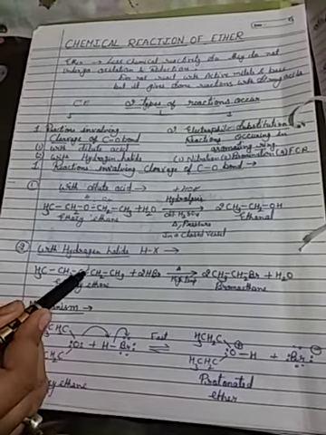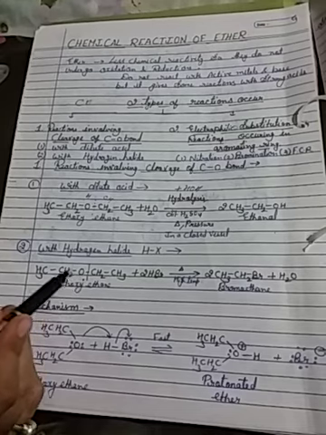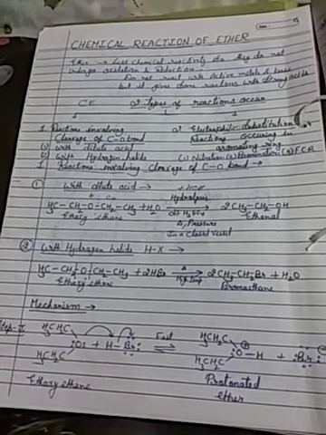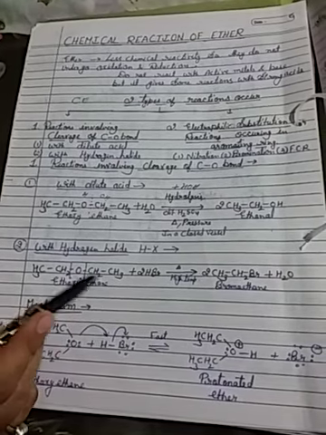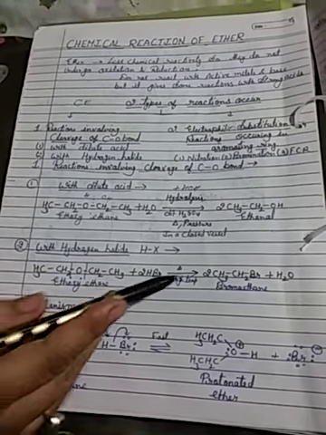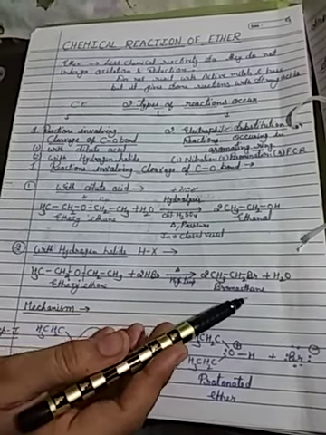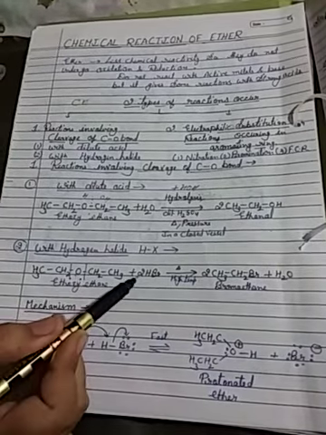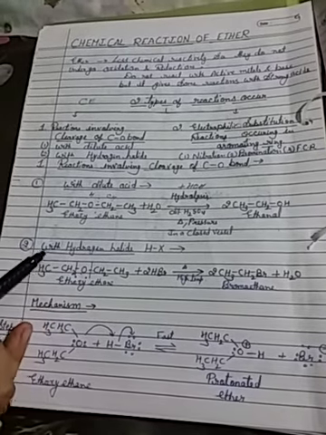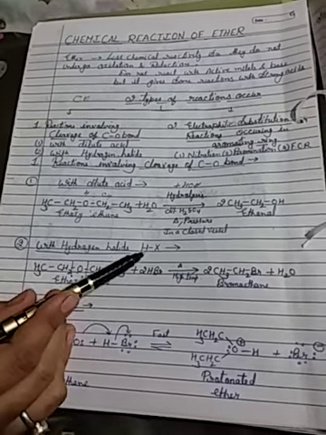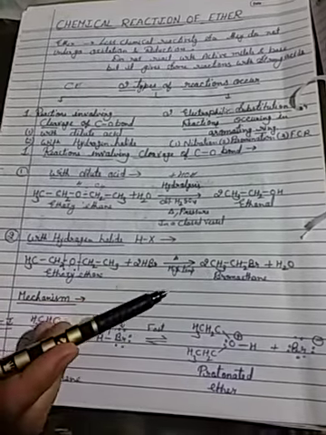So the bond on one side is broken, and on the second side also. CH3CH2 on both sides attach with Br. So the product is CH3CH2Br, bromoethane, and the oxygen attaches with 2 hydrogens, and water is formed. So whenever ether reacts with hydrogen halide, a haloalkane is formed.